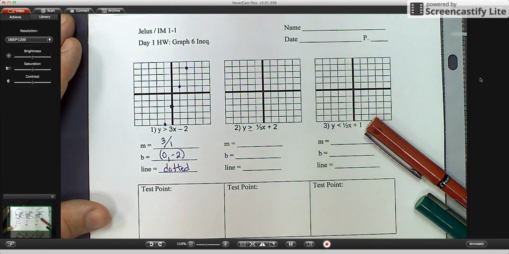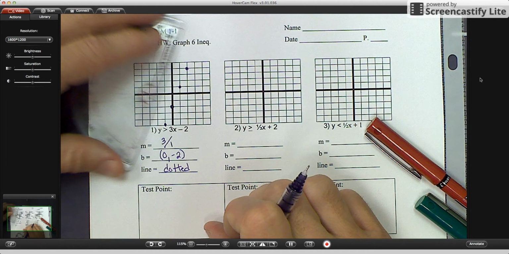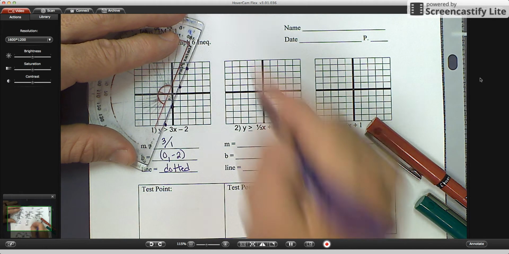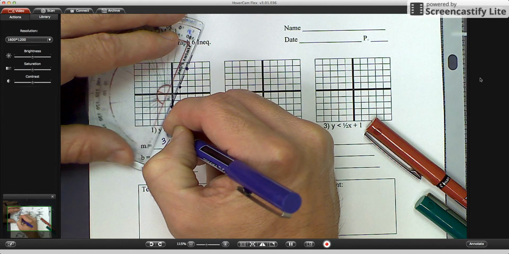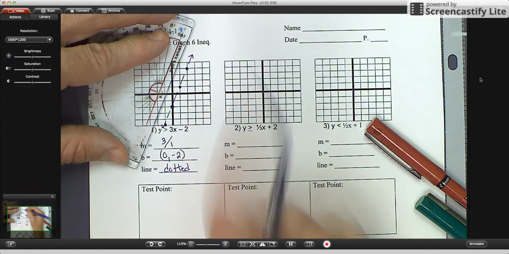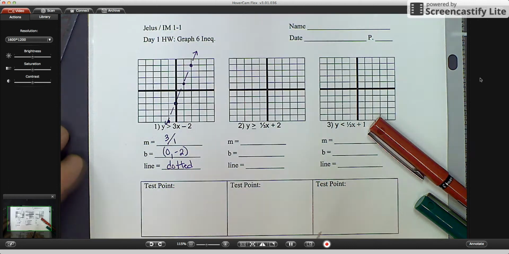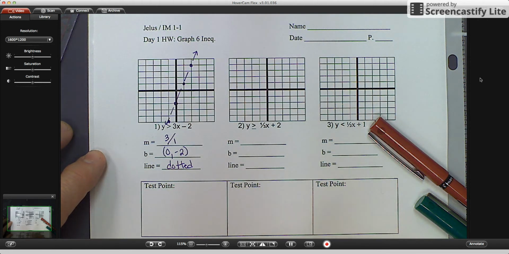So, just trying to find my straight edge. We're going to make a dashed line. Just do the best you can. Make sure you have a couple of spaces in between. Put the arrow ends on my arrows. And then we have to figure out where we're going to shade.